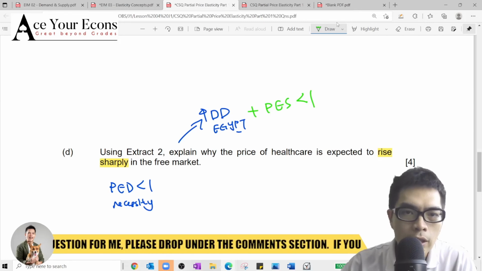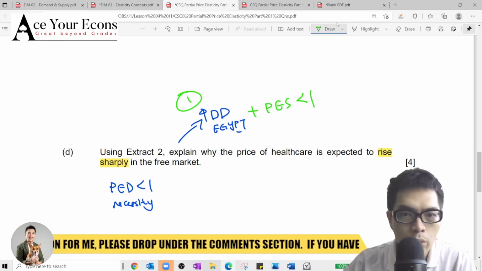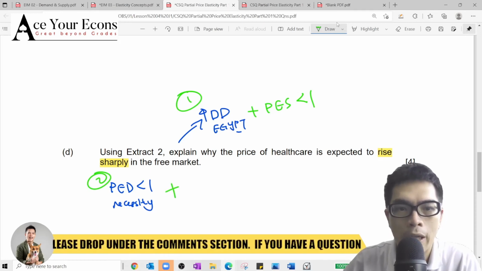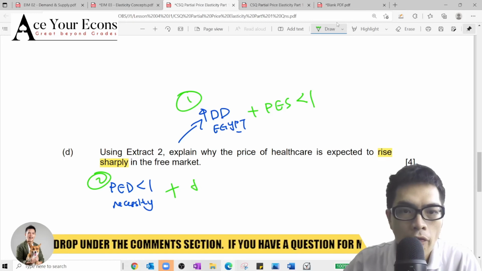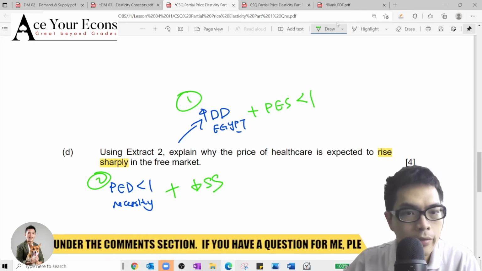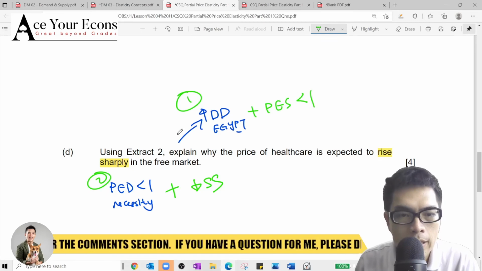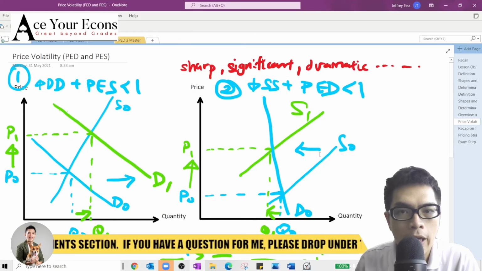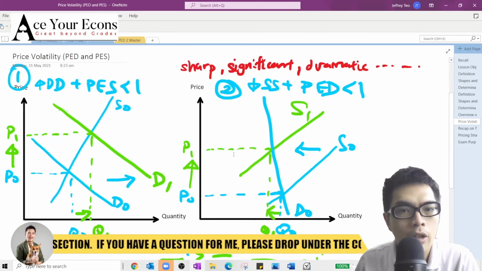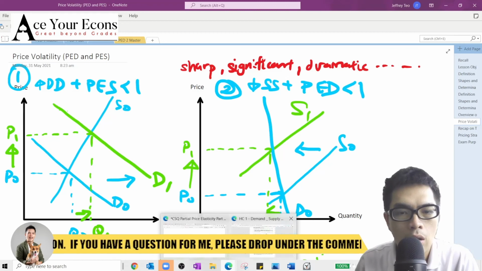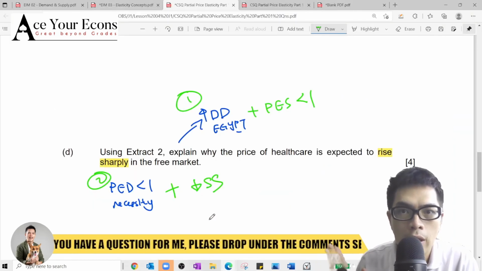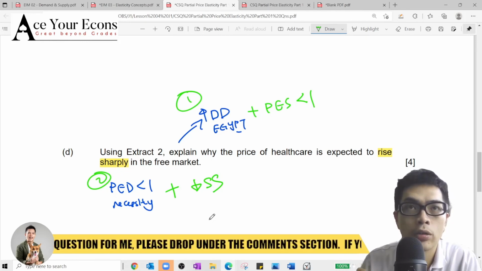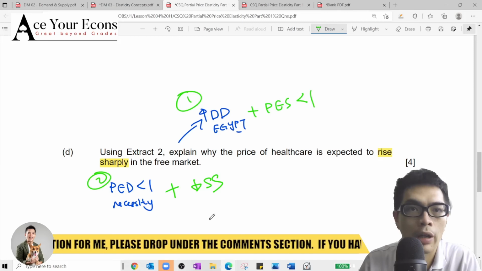So this is option 1. If you choose option 2, you stated the secondary condition, and it has to be paired with a fall in your supply curve. Fall in supply and your PED is less than 1. I agree healthcare could be a necessity, so it will satisfy the second criteria here: sharp increase in price. I will show you in this extract how both of these turn out, but it requires you to identify the primary condition correctly.